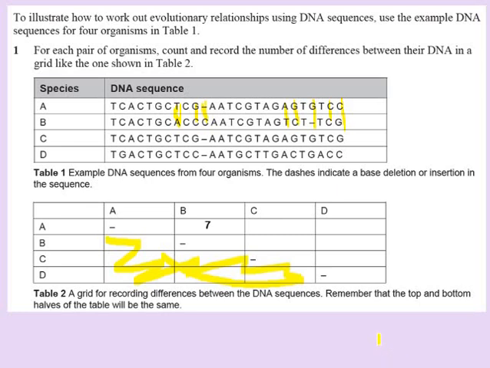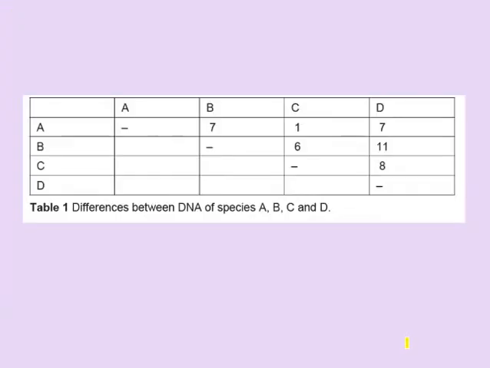If you stop the video now and try to fill out the rest of the table. Okay, and I'm going to show you the results. So you should have found that the most differences were found between the DNA of organism B and D. That was 11 differences there, and that means that B and D are the most distantly related organisms. The most closely related was A and C. There was only 1 difference in their DNA.